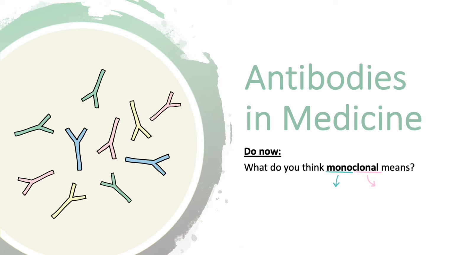So mono means one, like a monobrow is one eyebrow, or a monocle is one eyepiece. That leaves clonal, and we should all know what a clone is. So if I was to say monoclonal antibodies, it would mean that all of the antibodies were clones of just one antibody.